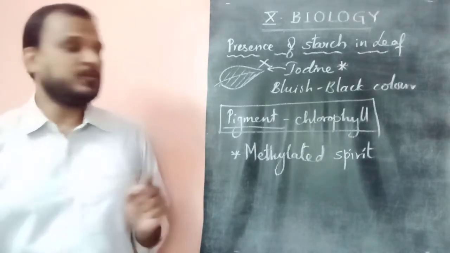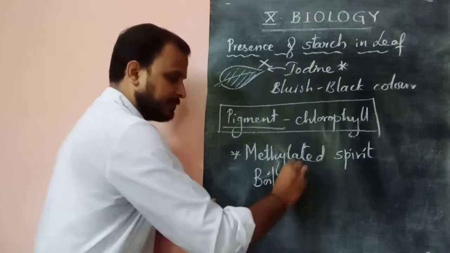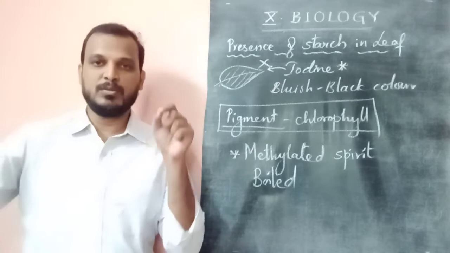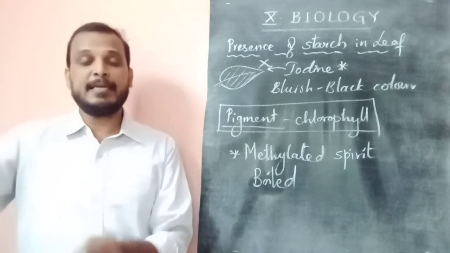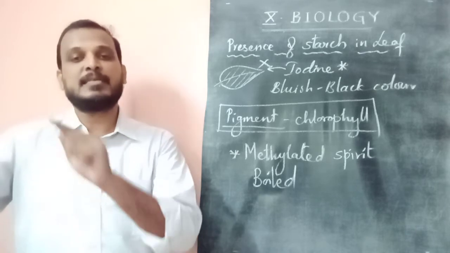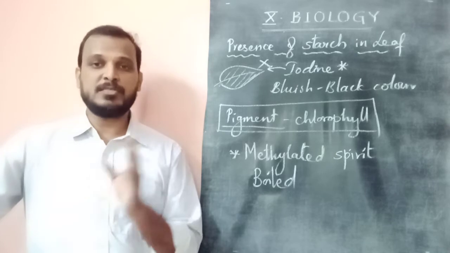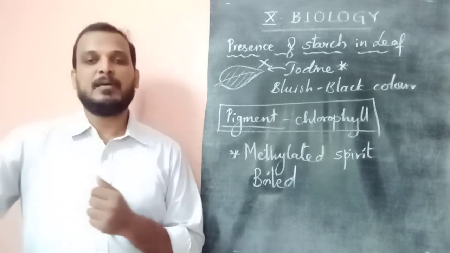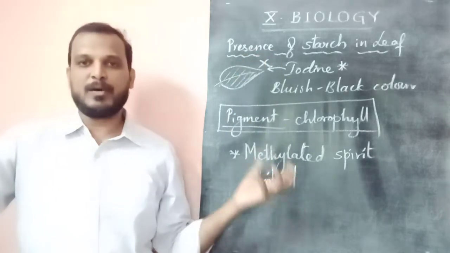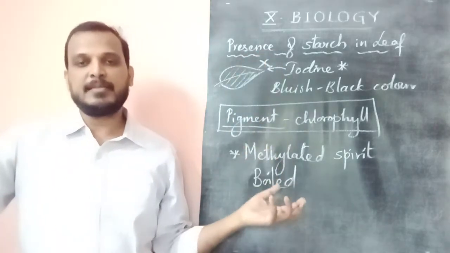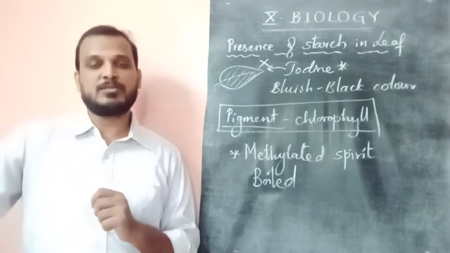Now we need to boil. So boiled methylated spirit must be prepared to keep the leaf inside, to remove the pigments. Then if you test with iodine, the starch is proved with a positive result called bluish black color. Now set up the arrangements to do all these things. First boil the methylated spirit and then add iodine to test the presence of starch.